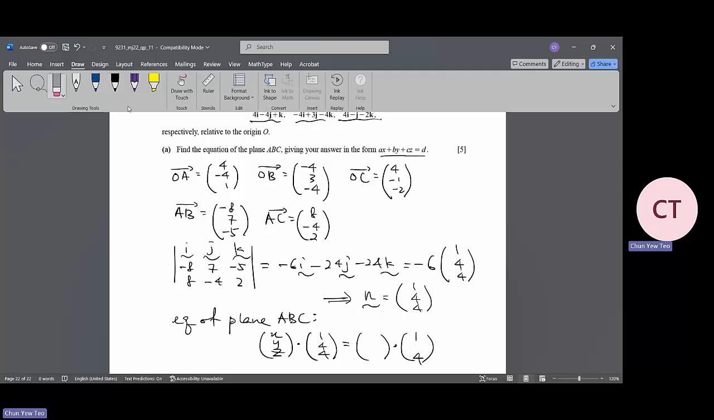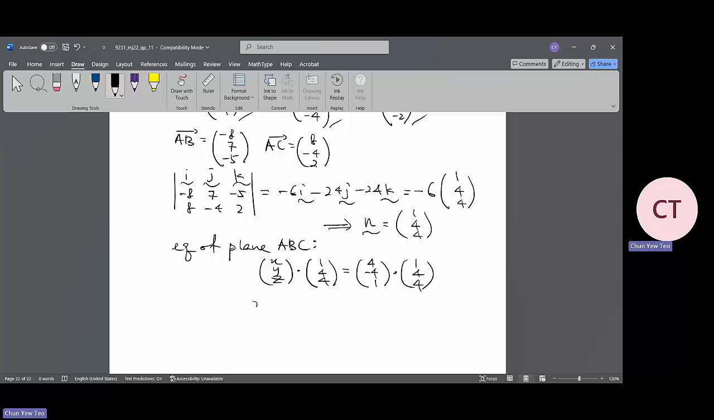So for the last bracket over here, we can choose any position vector among the three over here. You can choose OA, OB, or OC. That is up to you. I will choose OA. So expand, simplify, then we get the answer.